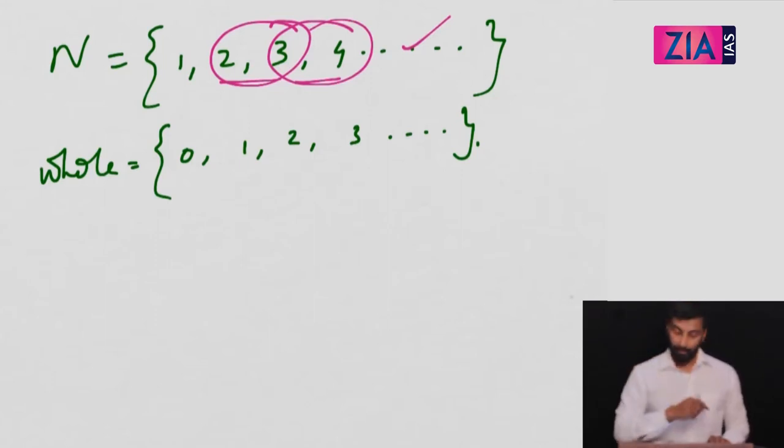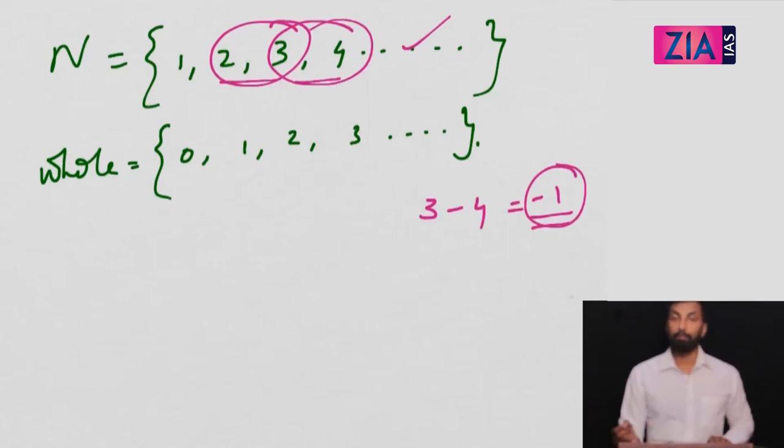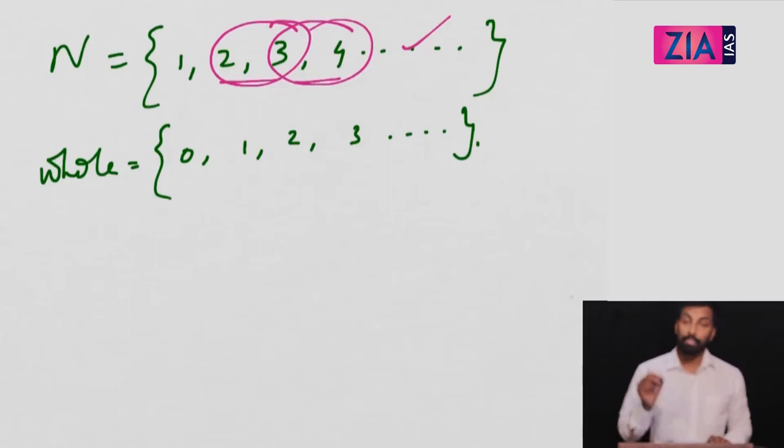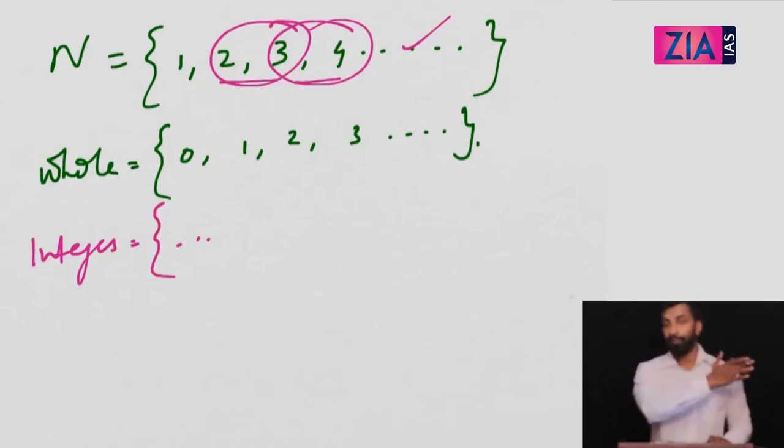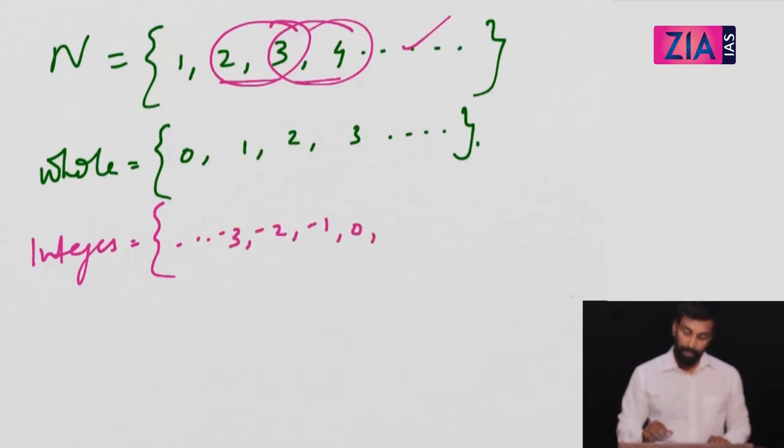But if you subtract, you take 3 and 4, 3 minus 4, you get minus 1. The problem is, where will I represent minus 1? To represent this operation, the answer is minus 1, I need another set of numbers which includes negative numbers also. And that's where we introduced integers. Integers include negative numbers also. It goes up to negative infinity: minus 3, minus 2, minus 1. It includes 0 also, then 1, 2, 3, etc.